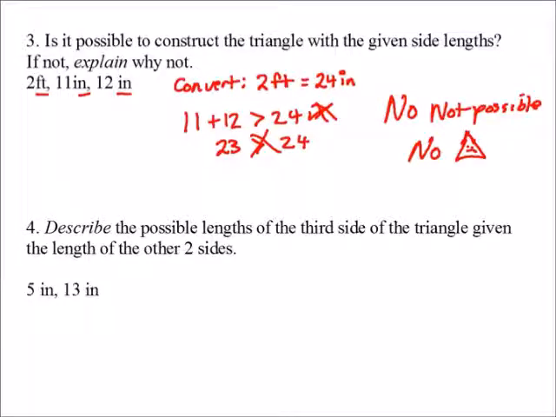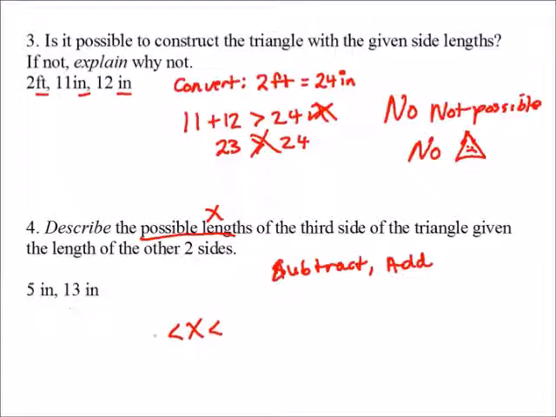And then finally, describe the possible length of the third side given the length of the other two sides. So when you do problems like this, you want to first subtract, and then you want to add. So possible lengths, we're going to call that x. The only thing I have to do is subtract these two, and then add these two. So x has to be between these two numbers.